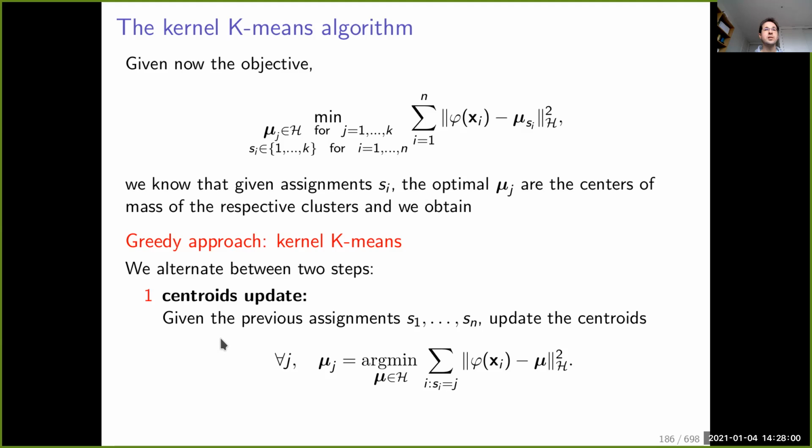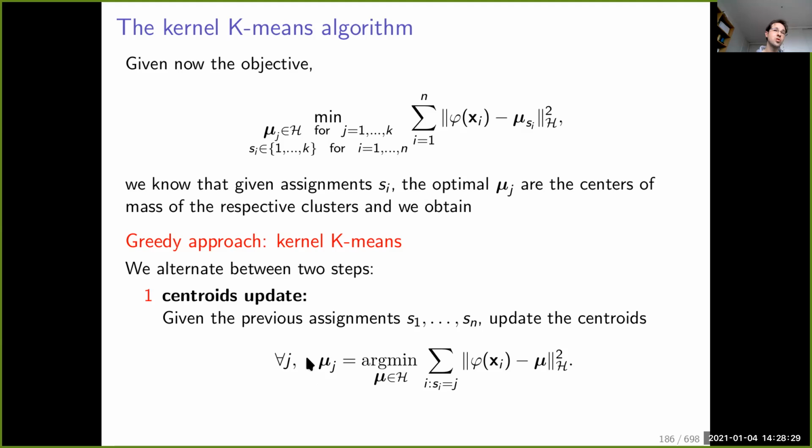Okay, so how do we change k-means into kernel k-means? Well, we alternate between two steps again. A step here is the centroid update. So given assignments that are given to you, S1 to Sn, you update the centroid by minimizing this objective for every cluster. So here now the sum is over the points that are in each respective cluster.